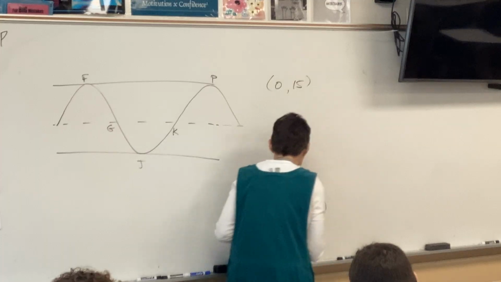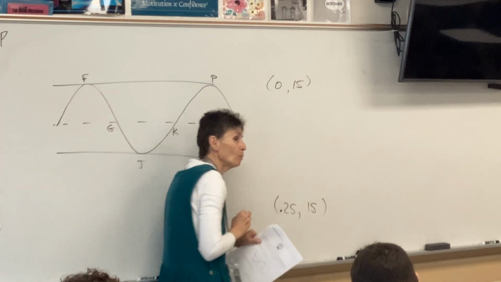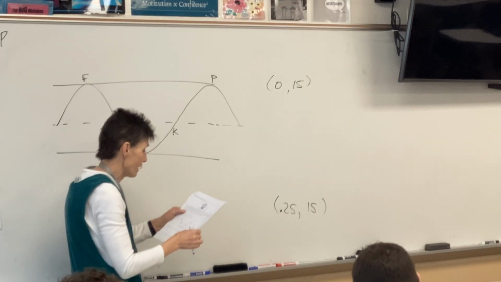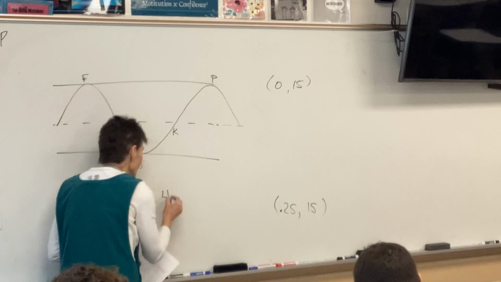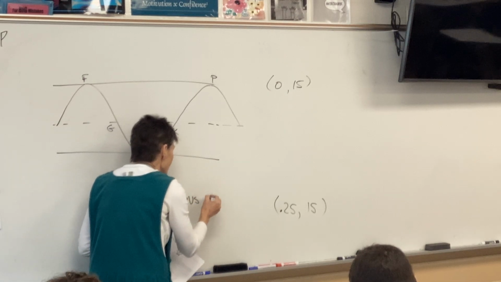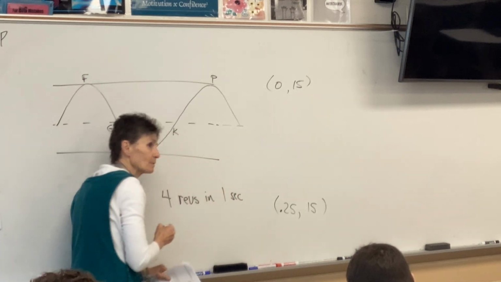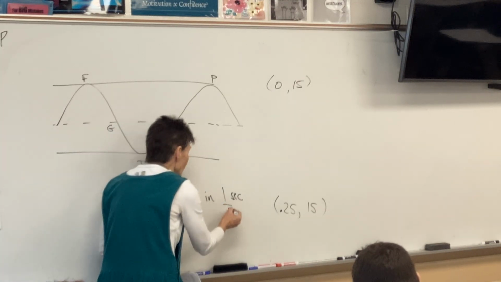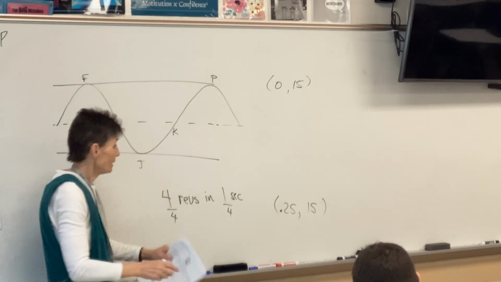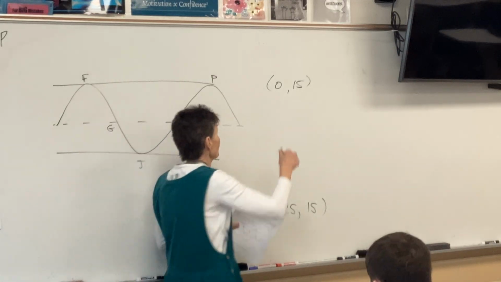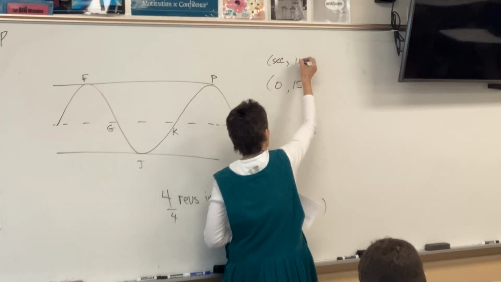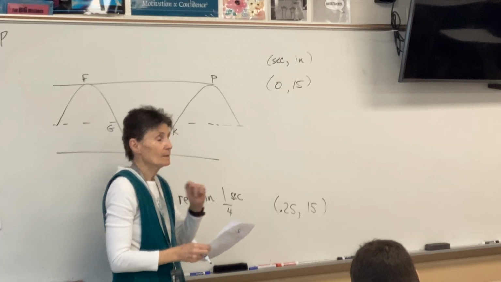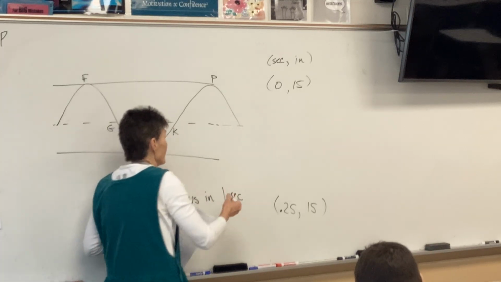0.25, she says. Now, why does she say 0.25? Because the problem tells us that 4 revolutions in 1 second. So doesn't it mean that we do 1 revolution in 1/4 of a second? Remember, your ordered pairs are seconds, inches, or whatever it is. You agree? Okay, great.